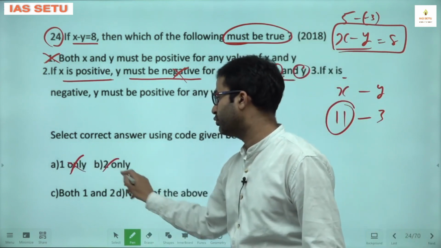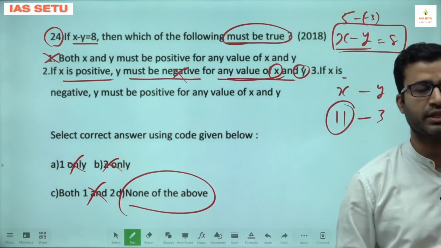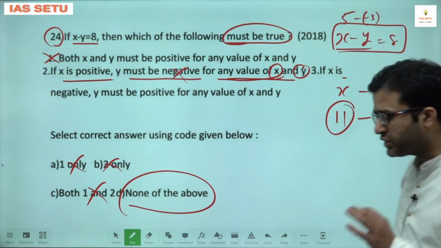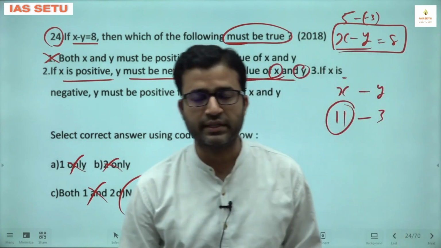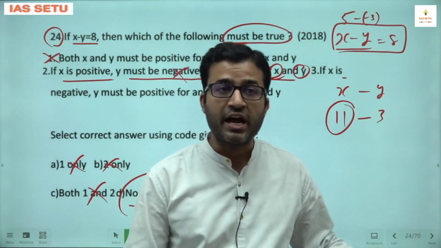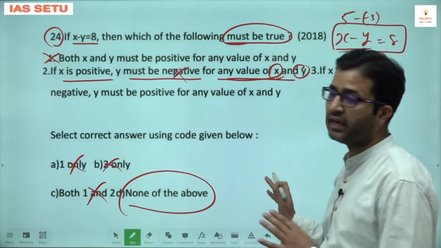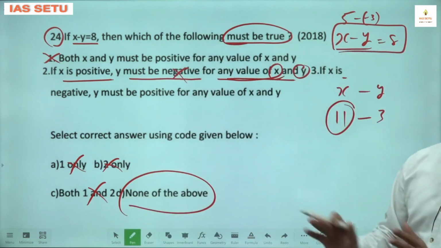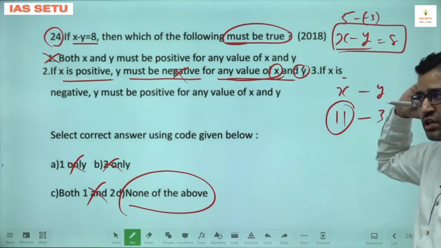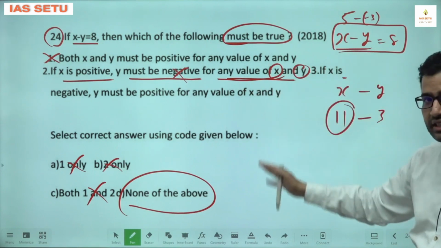So 1 only, 2 only, both 1 and 2. So the answer is D, none of the above. No need to check the third statement because the answer options are framed in such a manner. So this is the wonderful thing in mathematics aptitude, where we assume values of x and y and we try to contradict the question. That really helps in the examination hall. No need to follow simple equations, no need to make an equation in this type of question. So you just try to take different values of x and y and you get an idea whether it satisfies the statement or not.